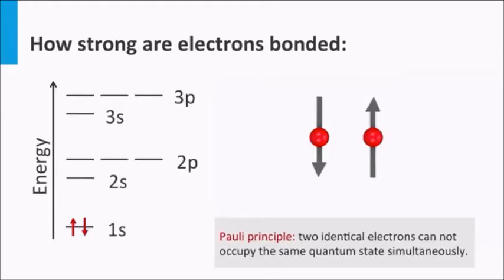Secondly, I introduce the Pauli exclusion principle, which tells us that two identical electrons cannot occupy the same quantum state simultaneously.